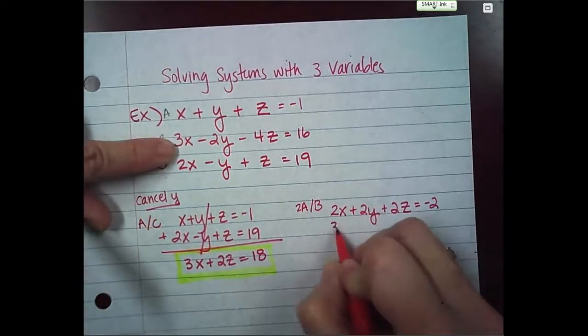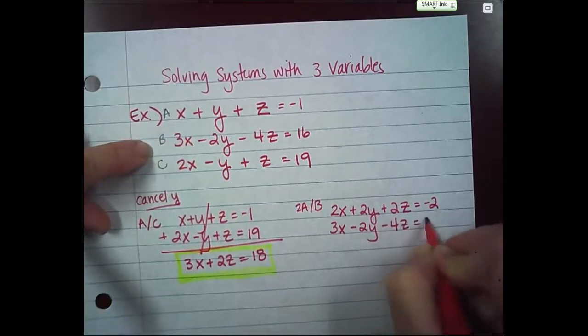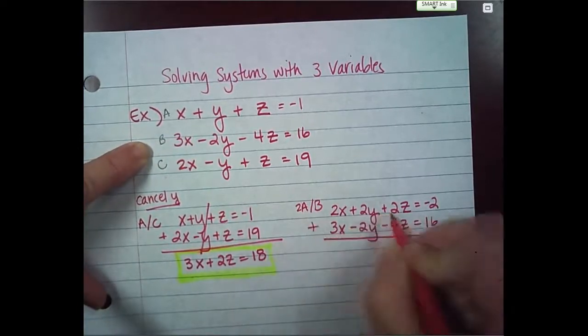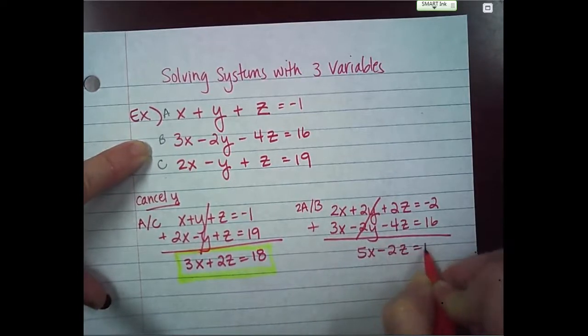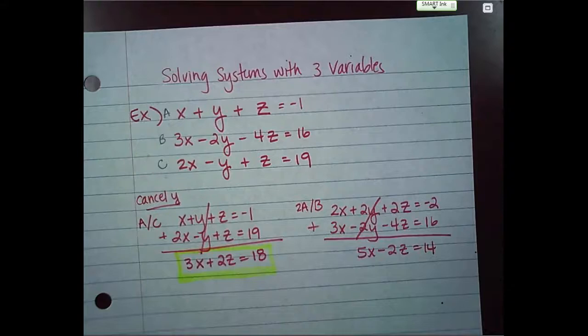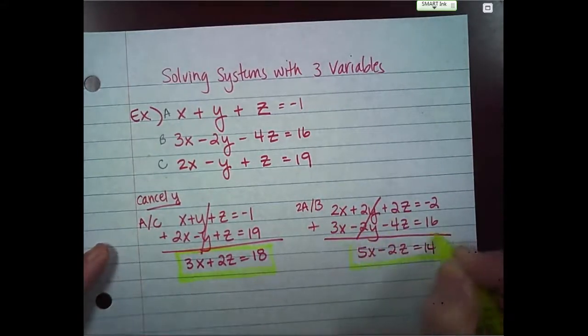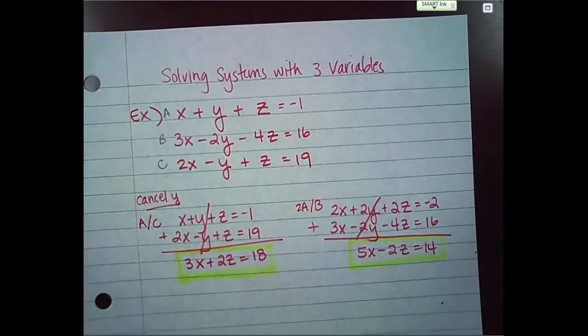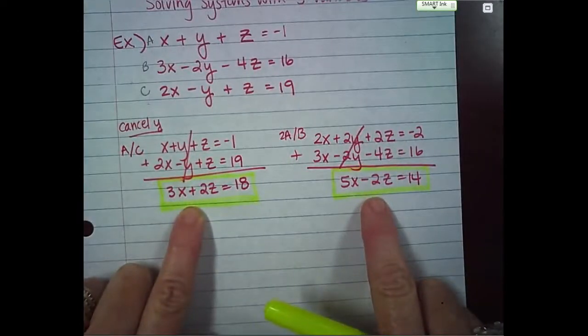So write down B. And cancel your Y's. What you have done now, guys, that's all that's new. That's it. Because now look what you have. A systems of equations with two variables.